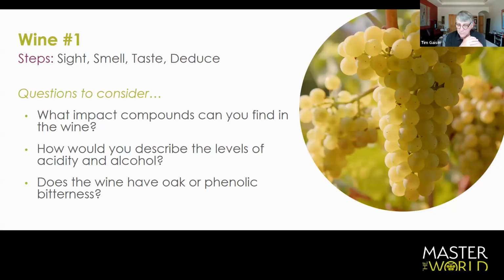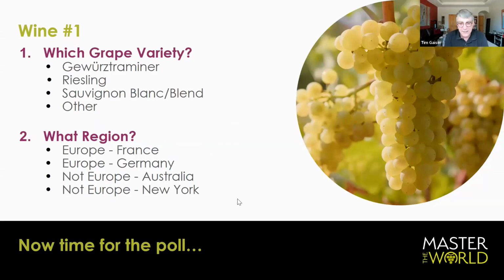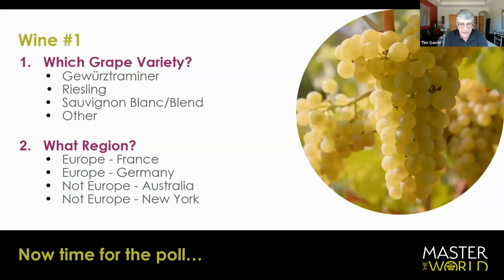Here's your ballot. Vote early, only vote once. So your choices are Gewürztraminer and Riesling and Sauvignon Blanc. And if you have something other and you want to throw it in there, by all means, you should definitely do it. And your region choices are France for all three of those, Germany for the Gewürztraminer and Riesling, Australia for all three of them, and New York for Riesling because some of the best Rieslings in the US come from New York, the Finger Lakes. Beautiful place too.